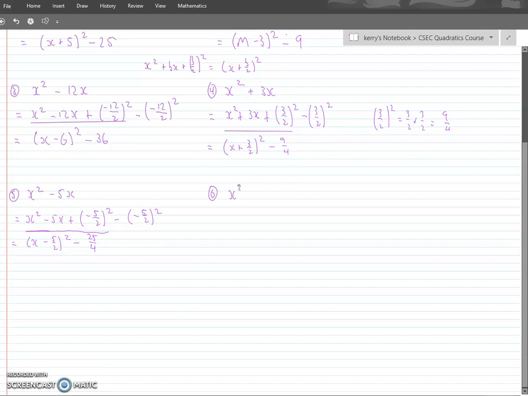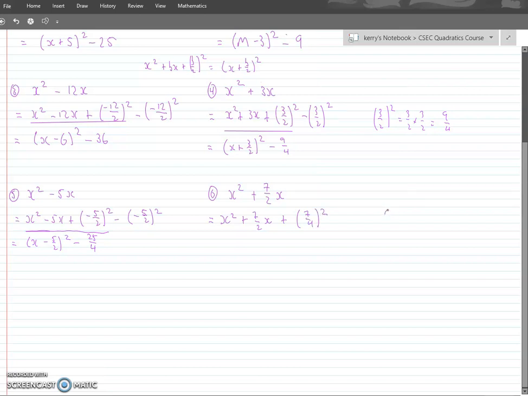Let's go with x squared plus 7 over 2x. So we want to complete this square. Take your time, don't rush. Remember the formula. So we have x squared, b is 7 over 2. So you take b and you find a half of it. So a half of 7 over 2 is 7 over 4. And you square that term.